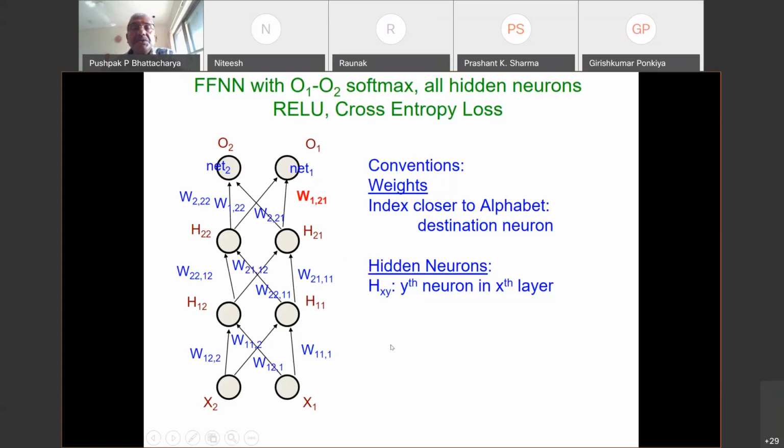Can somebody verify that you're looking at a network with 2 hidden layers, 1 output layer and 1 input layer? Yes, sir. Okay.